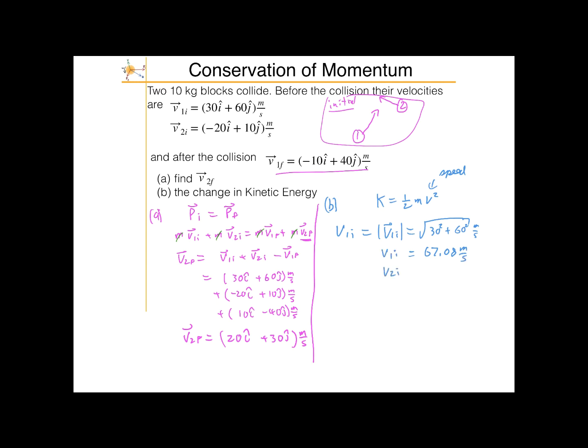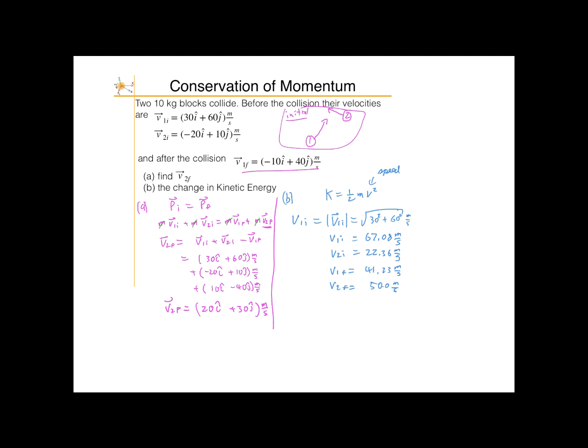And I can do it for each of them, right? I have to add their components in quadrature. So V2 initial works out to about 22.36 meters per second. V1 final works out to about 41.23 meters per second. And V2 final works out to exactly 50 meters per second. So those are the speeds based on the vectors.